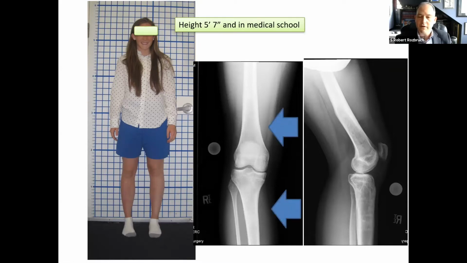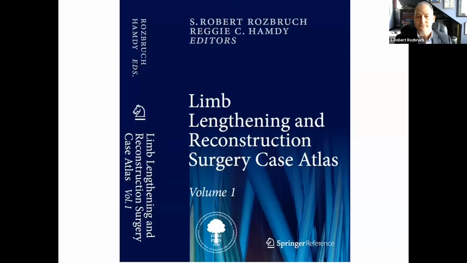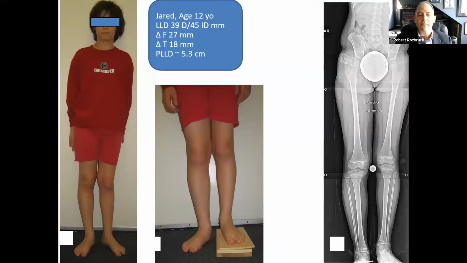You can see the regenerate remodels to the point that anybody looking at an x-ray would have no idea that lengthening surgery was done on the patient. Here's another example of a boy, 12 years old, with a similar type of presentation, also RSS, had a leg length discrepancy of 45 millimeters, roughly equally divided between the femur and the tibia, and with a PLLD of 5.3 centimeters at maturity.